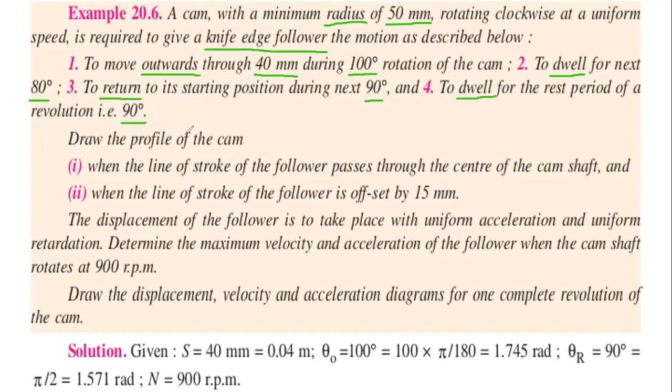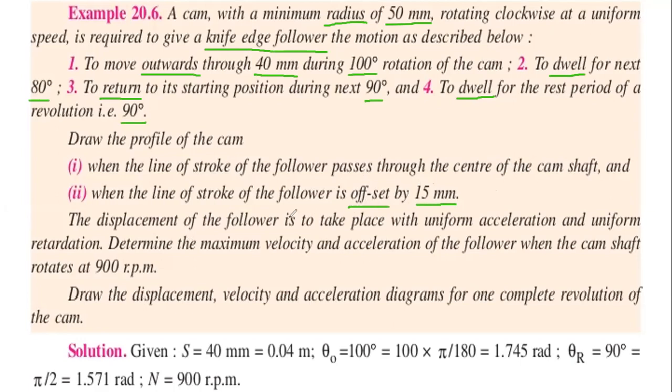Draw the profile of the cam when the line of stroke of the follower passes through the center of the camshaft, and when the line of stroke of the follower is offset by 15 mm. So the offset position is also given as 15 mm. And in the first one, it passes through the center of the camshaft. So these are the two profiles we have to draw.